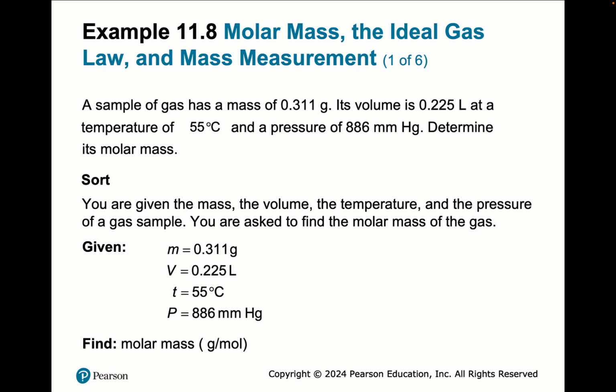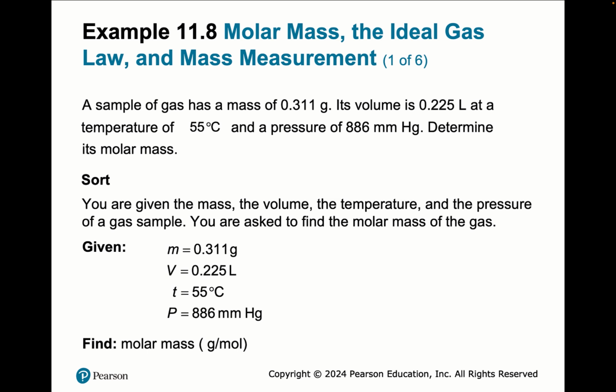So with ideal gases, a sample gas has a mass of 0.311 grams, a volume of 0.225 liters, a temperature of 55 Celsius, and a pressure of 886 millimeters of mercury. What's its molar mass? Molar mass is grams per mole, like water is 18 grams per mole, for instance. So we're going to take the 0.311 and divide it by the number of moles of gas, and then put that in our calculator, and it'll tell us the molecular mass.